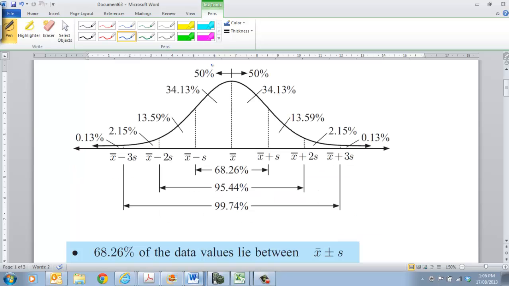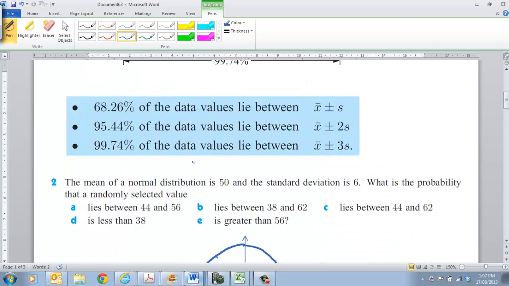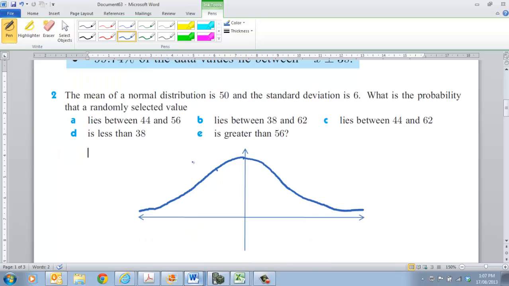Now there'll be a question in the test which will require you to use this information. If you use this information, you could have to use this diagram. So you might get a blank one of these and actually have to represent that. So I'd like to go through an example a little bit like that, and it's out of your textbook. It's example number 2. The mean of the normal distribution is 50 with a standard deviation of 6. What is the probability that a randomly selected value lies between 44 and 50?